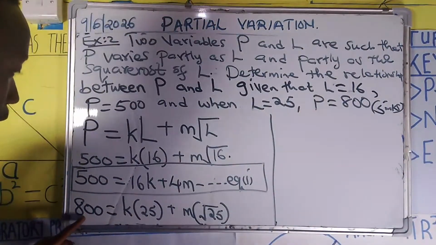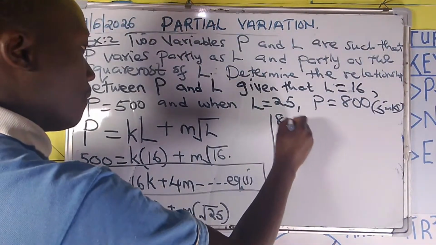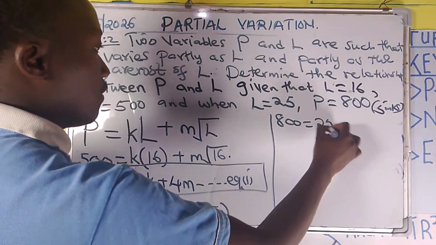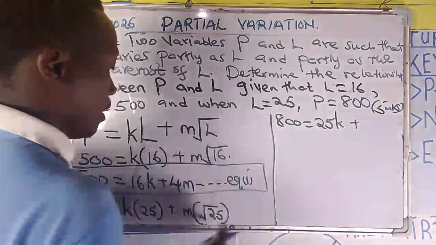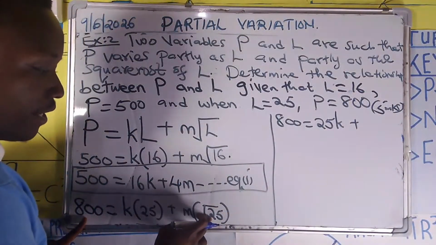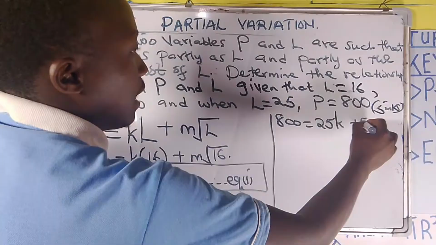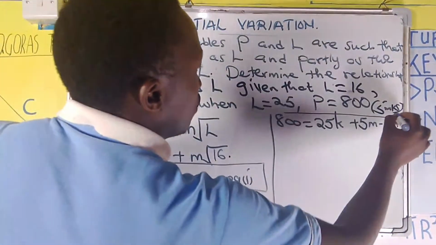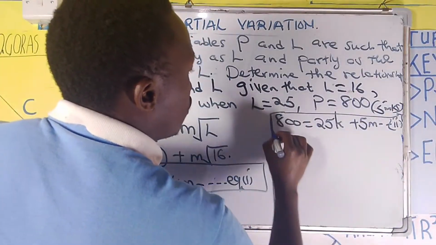So 800 is equal to 25 times K, which is 25K, plus the square root of 25, which is 5, times M, which is 5M. And this one will be our equation 2.